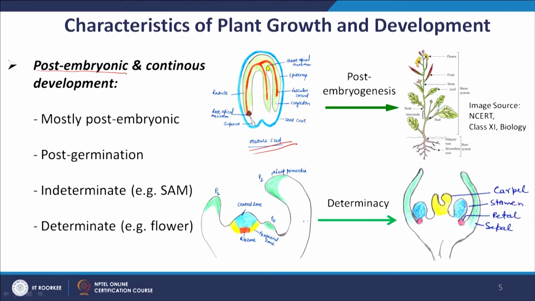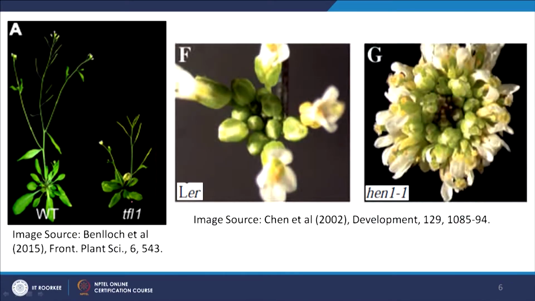Okay. Since all these processes are important, they must be tightly regulated. The process of determinacy, growth and development has to be regulated by certain regulators. And needless to say, if you disrupt these genetic regulators or mutate them, you are going to see a developmental defect. For example, take the case of the mutant TFL1, which is Terminal Flower 1. If you look at the wild type Arabidopsis plant, you see how the development happens.